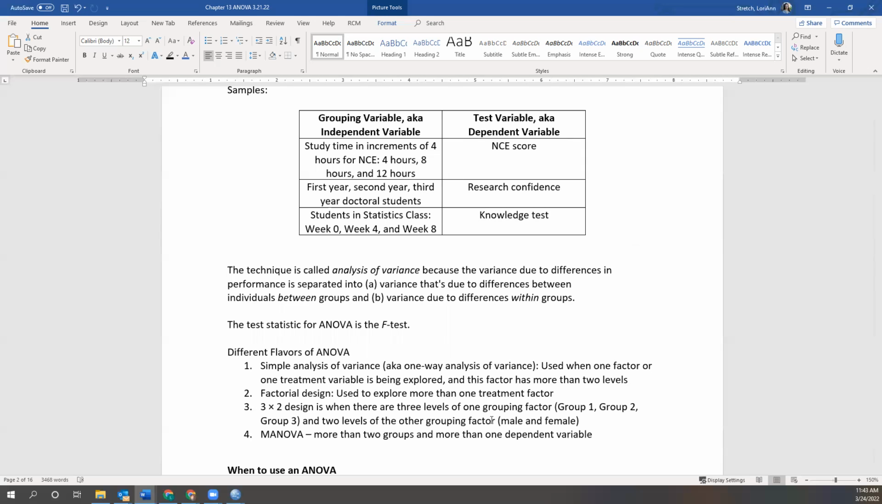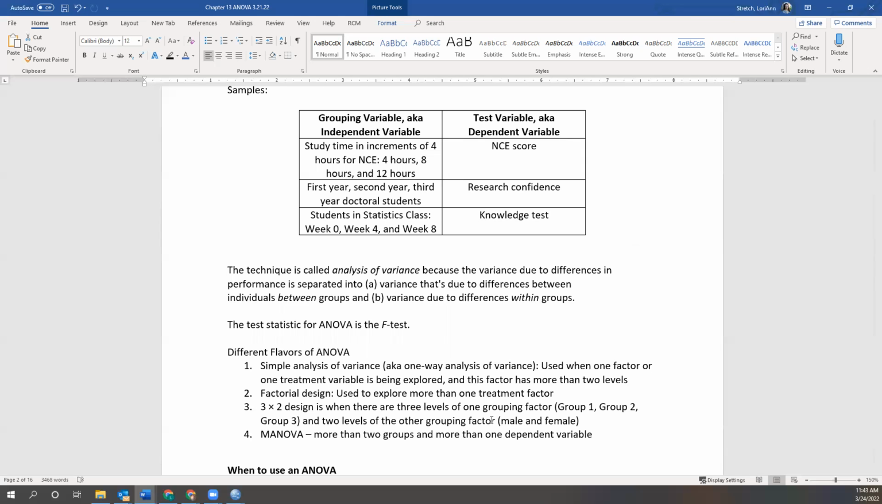I can also look between groups. How did the 4-hour people do compared to the 8-hour people? How did the 4-hour people do compared to the 12-hour people? So I can look at all of these different relationships with one statistical process.